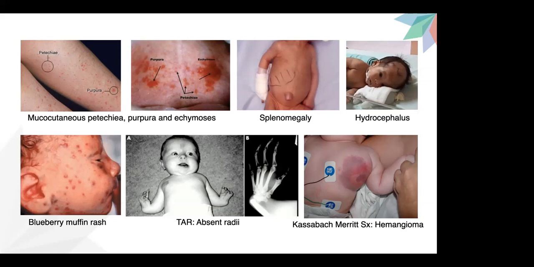Okay, in this black and white image, we can see that there is deformity in both of this child's upper limbs. When they did an X-ray, we can see that there is absence of the radius. So this is actually a feature of thrombocytopenia absent radius syndrome. The child also typically presents with thrombocytopenia, although there are many theories behind why the child developed neonatal thrombocytopenia. It's a rare condition. Now, the next thing is Kasabach-Merritt syndrome.